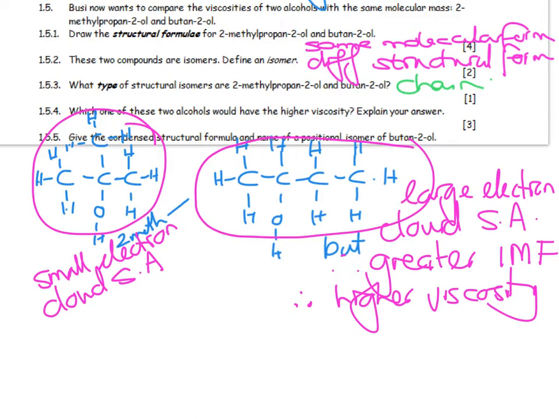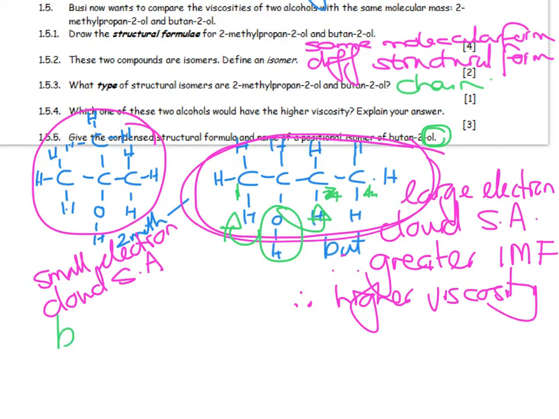And then give the condensed structural formula and name the positional isomer of that over there, the butan-2-ol. So it's a positional isomer, so this ol just needs to move. So all it's going to do is it's going to hop onto the next carbon. But if it hops onto the next carbon, 1, 2, it's still butan-2-ol. So we need to make it hop onto this carbon over here, and then it becomes butan-1-ol.